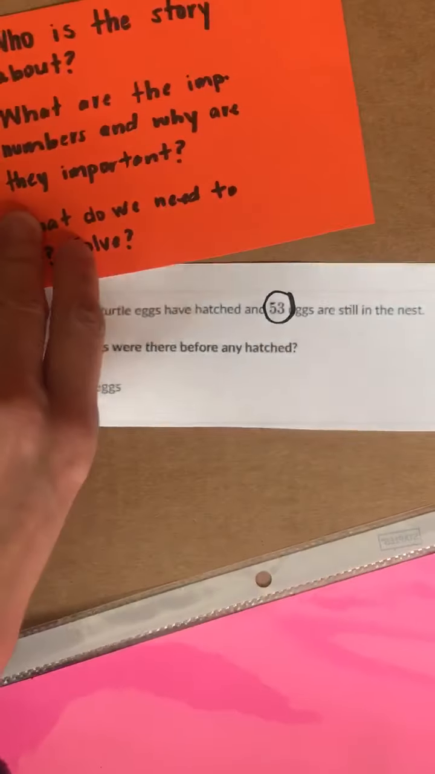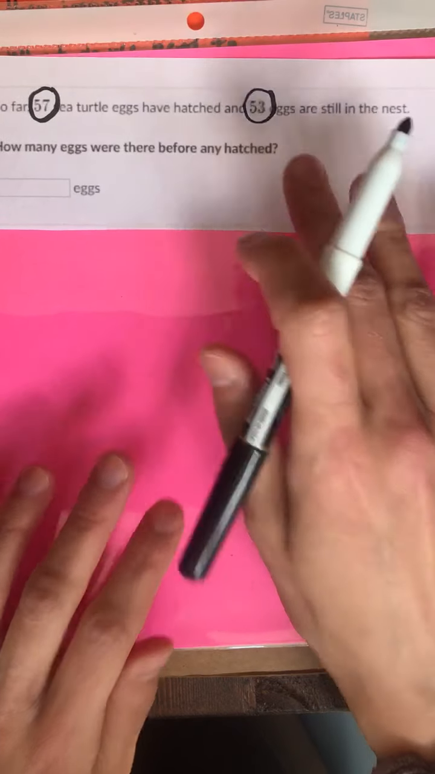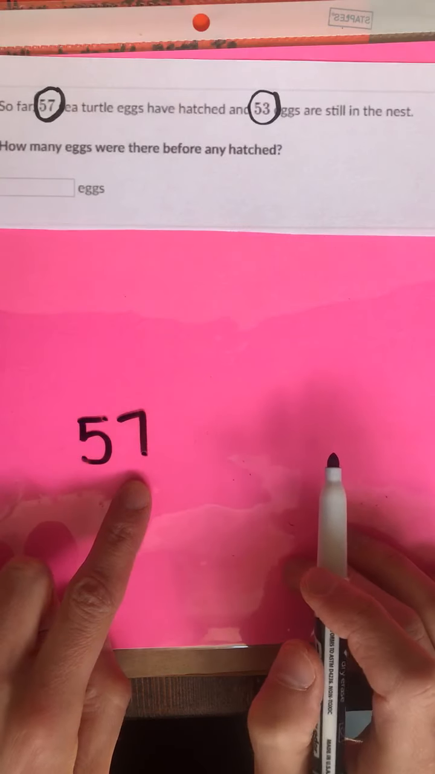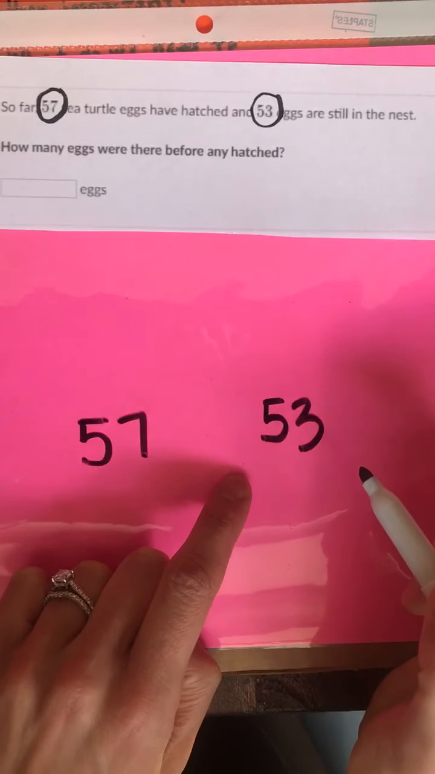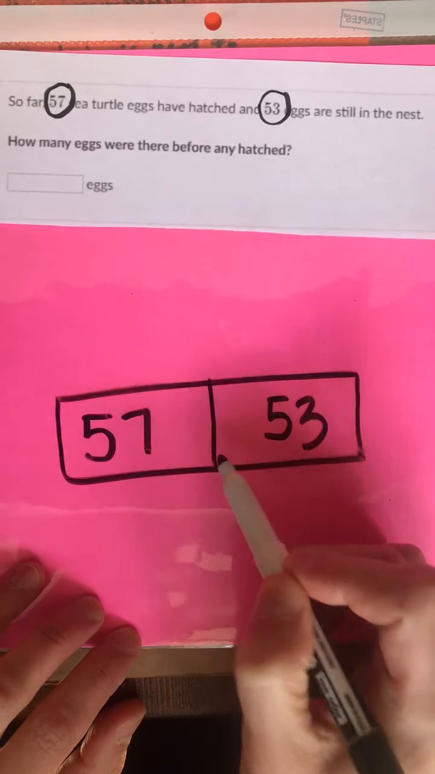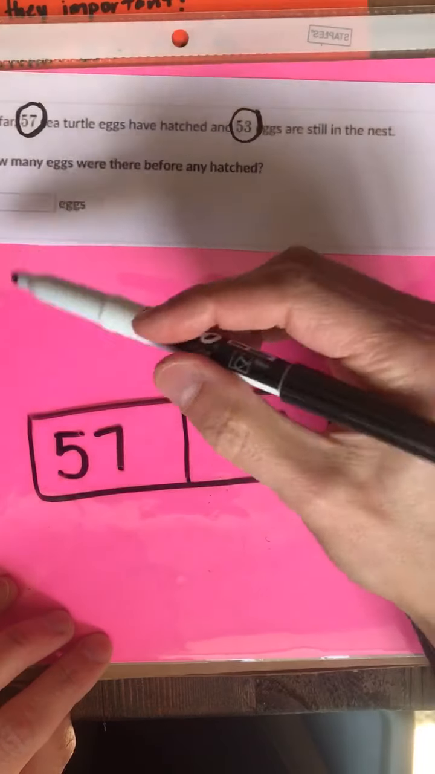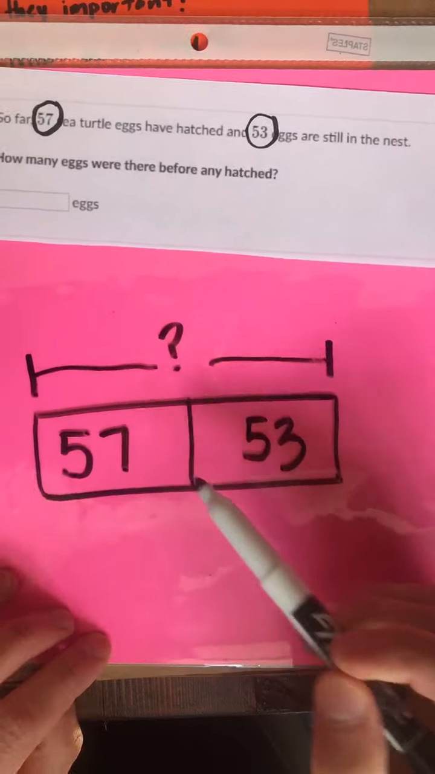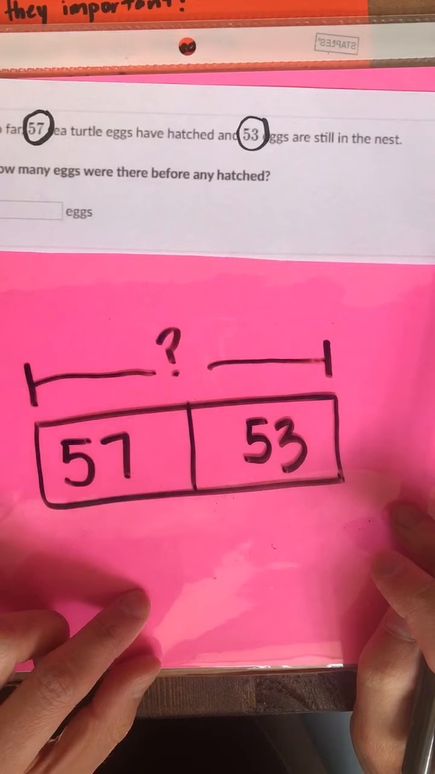So when I solved this problem, I liked to think about it like this. I knew there were 57 sea turtle eggs that had hatched, and I also knew that there were 53 sea turtle eggs that were still in the nest. So what this told me was that part of my eggs hatched and part of my eggs did not hatch. So I'm looking for how many eggs were in the nest before any of these hatched. So what was my total or my whole number of eggs?